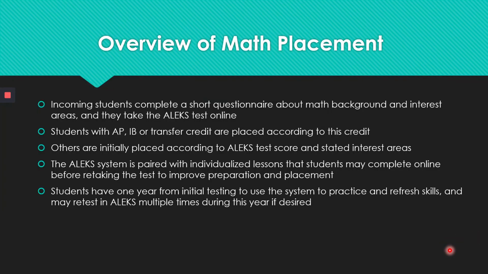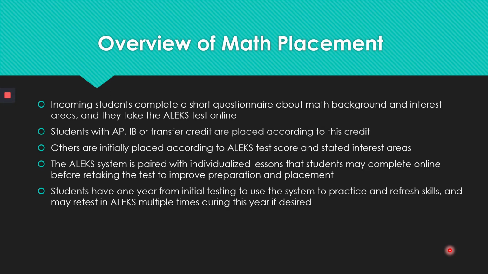So first, for incoming students, math placement normally will happen in the late spring or over the summer, sometime after the student deposits but before classes are scheduled, and students will access the math placement test in their Britain Bound account. So the test itself has a short questionnaire about their math background and interests, and then there's about a 30-question math test that the students do complete.